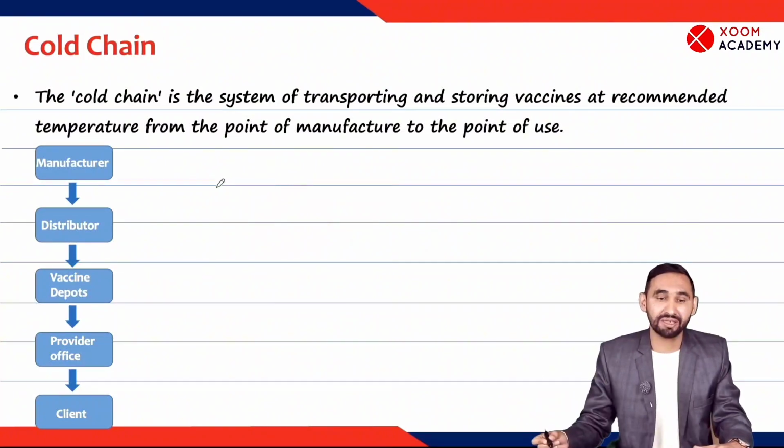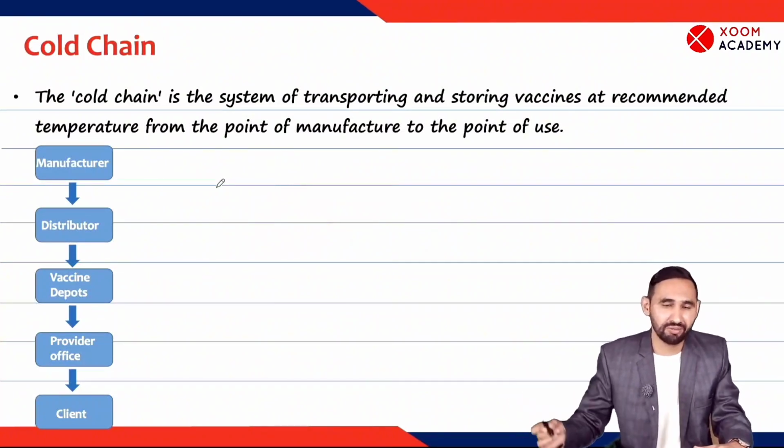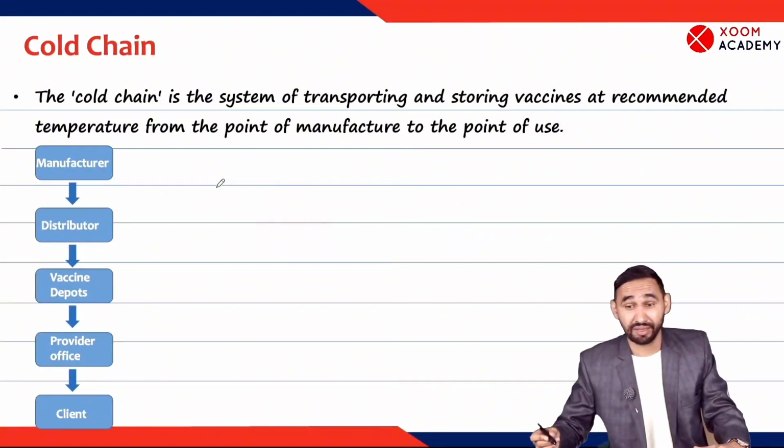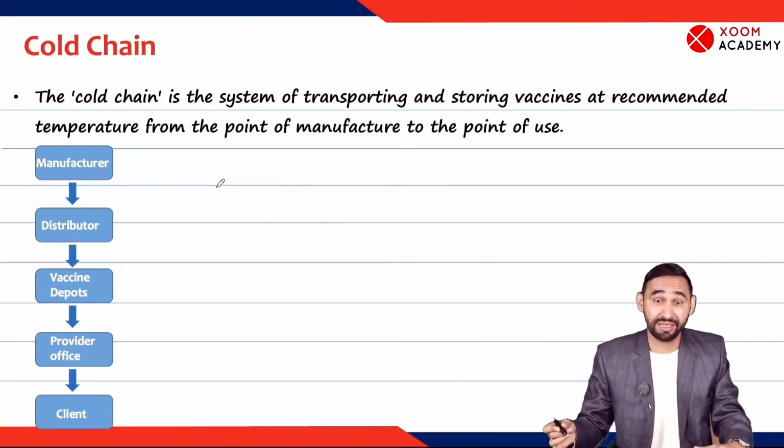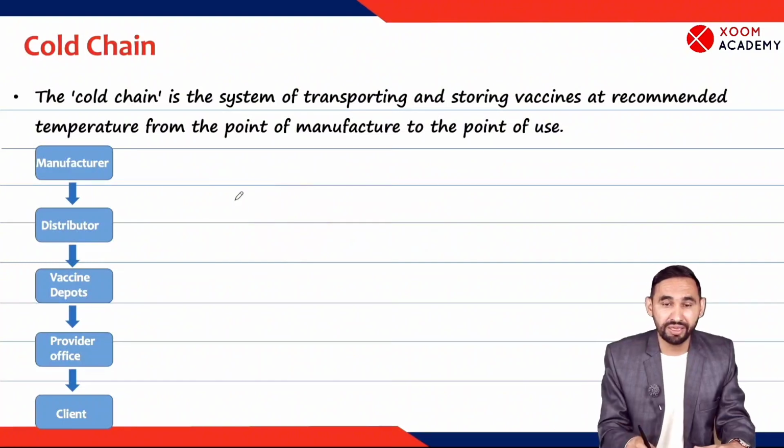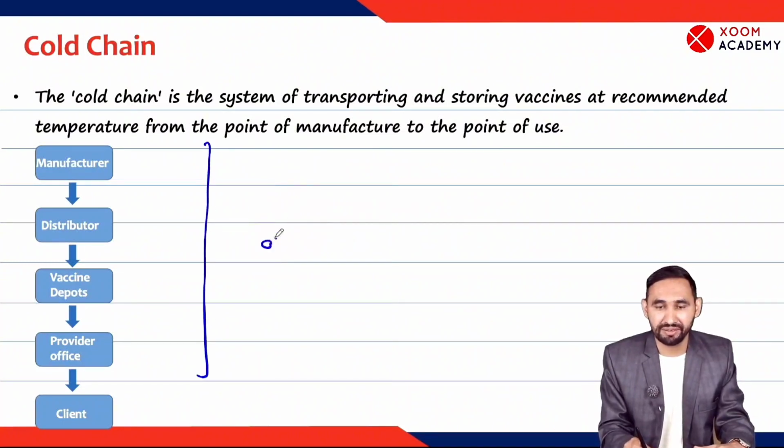When it is manufactured, then it is stored, then it is distributed to the client, or it is injected. So we need to maintain it at optimum temperature. Optimum temperature maintenance is required. This is called cold chain.